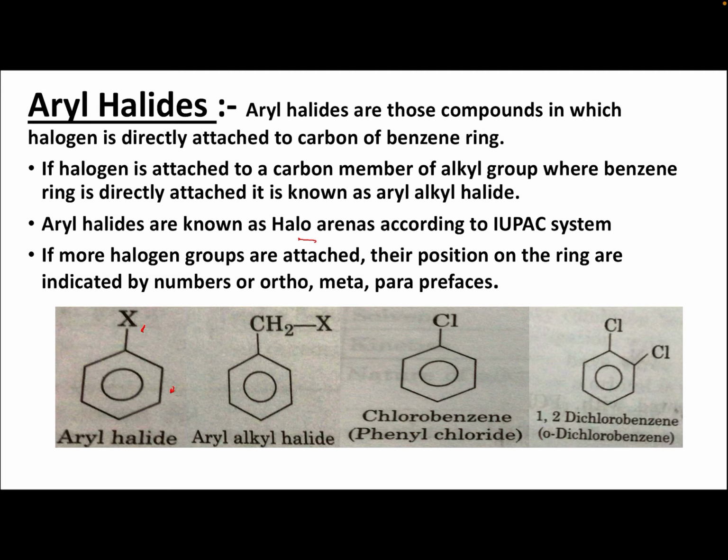If more halogen groups are attached, their positions on the ring are indicated by a number or by the ortho, meta, and para prefixes. If it is 1-2 position, it is known as ortho. If it is 1-3, it is known as meta, and if it is 1-4, it is known as para. Once more, 1-2 is ortho, 1-3 is meta, and 1-4 is para. We are naming it like that.